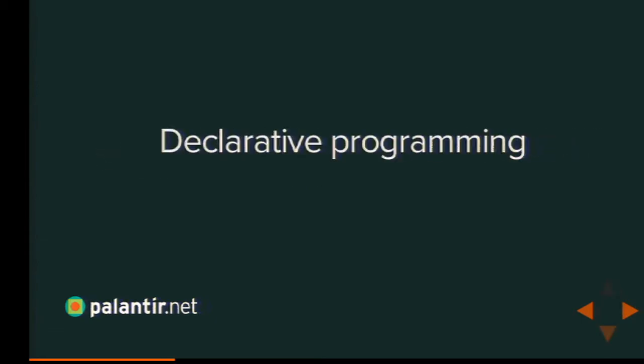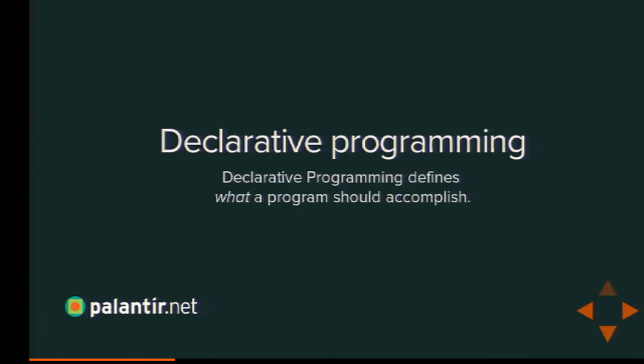But let's take a look at a different way of approaching the problem. Declarative programming. Declarative programming does not say how a program should work. It just defines what it should accomplish. You simply define this is how something should end up, and then it's the computer's job or a compiler's job to figure out what that means in practice.